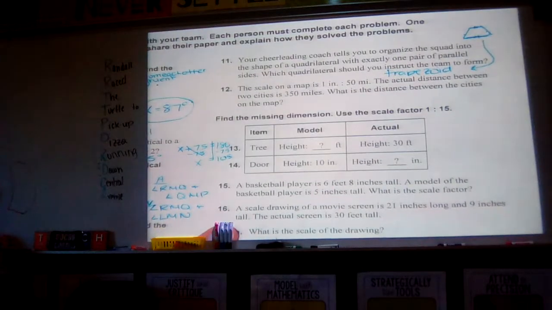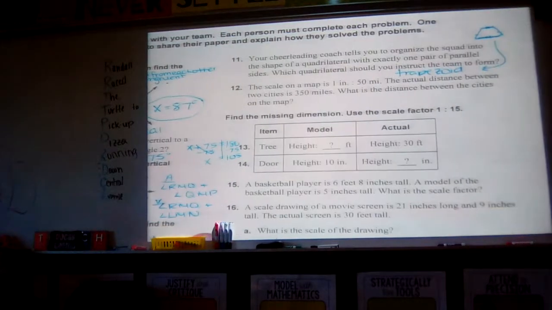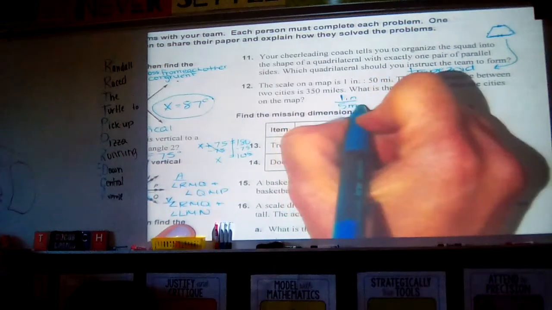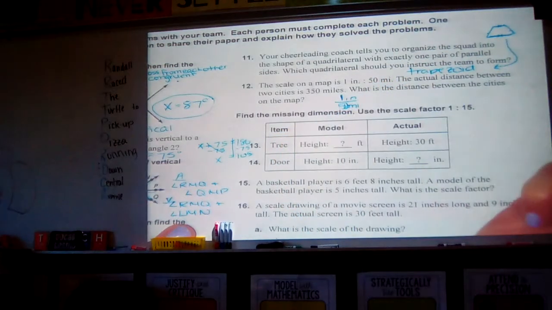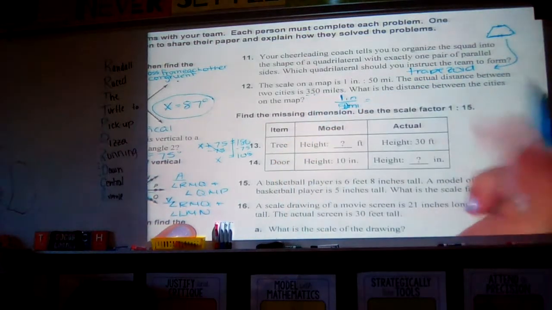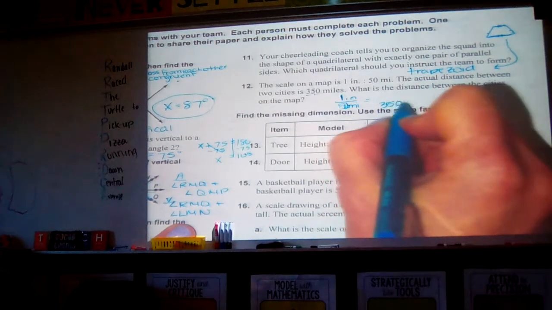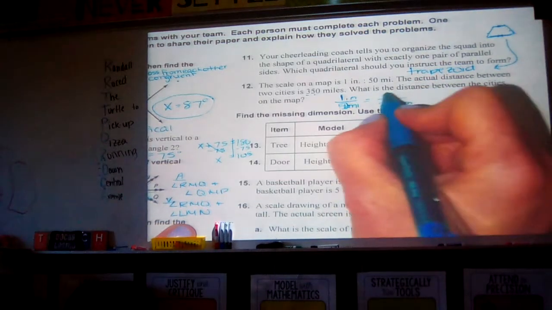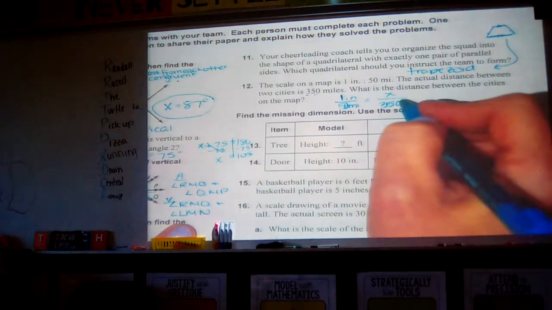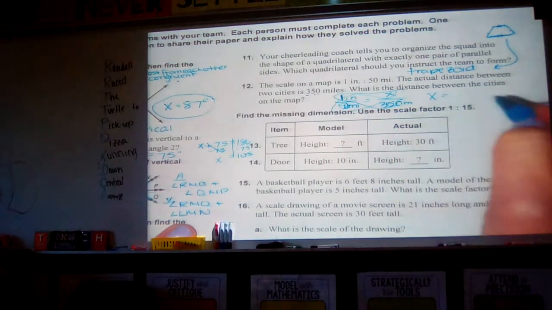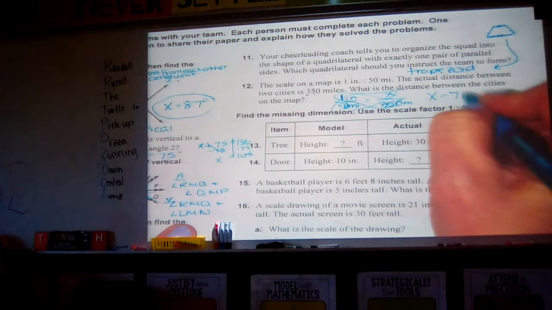Number 12, a scale on the map is 1 inch to 50 miles. The actual distance between the cities is 350 miles. What is the distance on the map? So I always start with my scale. So I have 1 inch and 50 miles. The distance between the 2 cities is 350 miles. So I want to make sure my miles is in the denominator, or the bottom, just like my miles is in my scale. I don't know how many inches. So again, we cross multiply, and this is going to leave me with x equaling 7 inches.